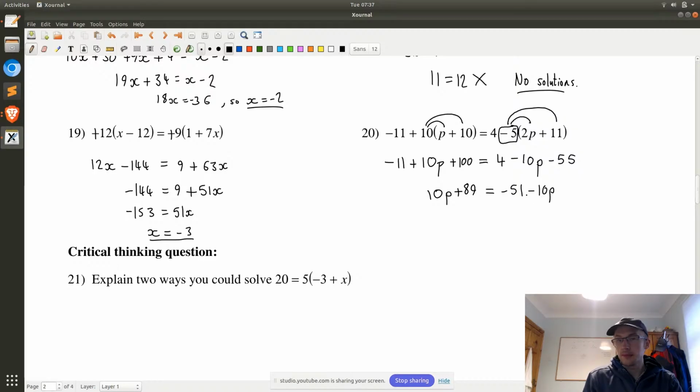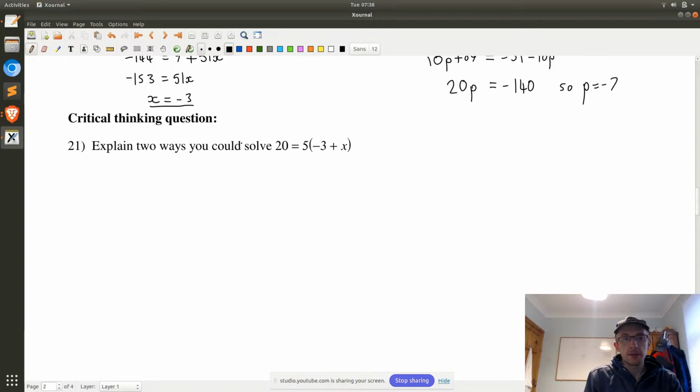Add 10p to both sides. Okay, so 20p on the left. And take away 89 from both sides. So -51 minus 89. Well, that's the same thing as 89 add 51 with a minus sign in front of it. So 89 add 51 is 140. So it becomes -140. And so dividing now both sides by 20. So we get that p is equal to -7. Great.